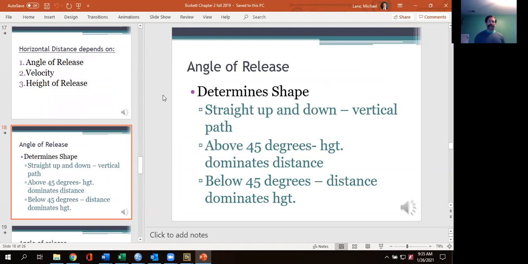So the angle of that release is going to determine its shape. Okay, so obviously if it's straight up and down, it's going to go straight up, straight back down. If it's above 45 degrees, there's a greater vertical force component compared to the horizontal. And if it's below 45 degrees, it's going to have a bigger horizontal component compared to the vertical. Now, like anything else, if it's at 45, it's got the same amount of vertical velocity as it's going to have horizontal velocity.